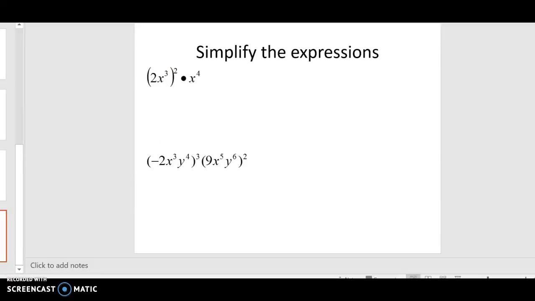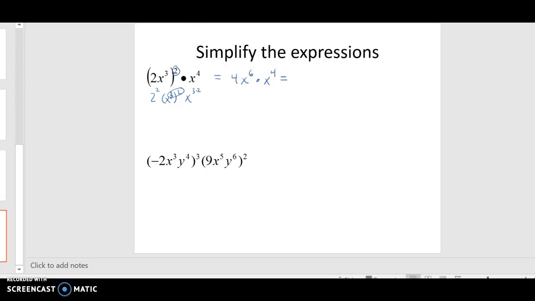All right, so I'm gonna start this problem from the beginning. Now, order of operations tells me that we have to get rid of this exponent before we can do any multiplication. So in this case, I'm gonna raise everything in here to the second power. And when I raise 2 to the second power, I get 4. Then x to the third to the second power, I'm gonna multiply those to get x to the 6th. But then I'm going to take that and multiply it by x to the 4th.